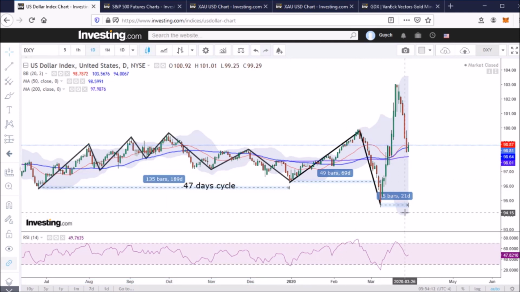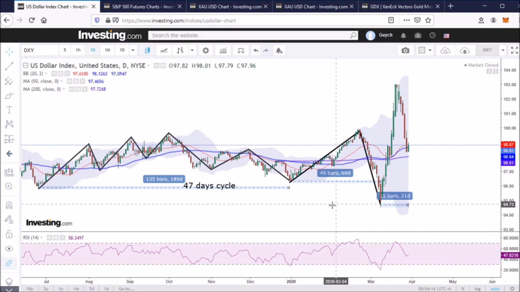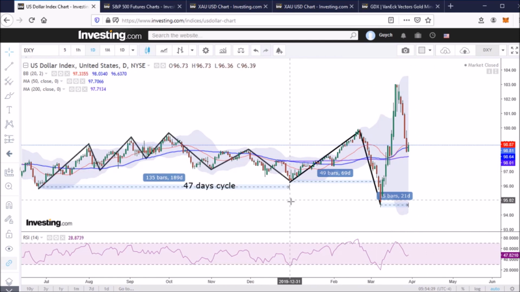In either case, we are now in a new intermediate cycle, which so far seems to have started at the beginning of 2020, although there is a possibility we've started this new cycle in early March. In either case, volatility in US dollar is extremely high over the last couple of months, of course, clearly due to the high volatility in all the markets, the general stock market, crude oil, gold price, and dollar as well.